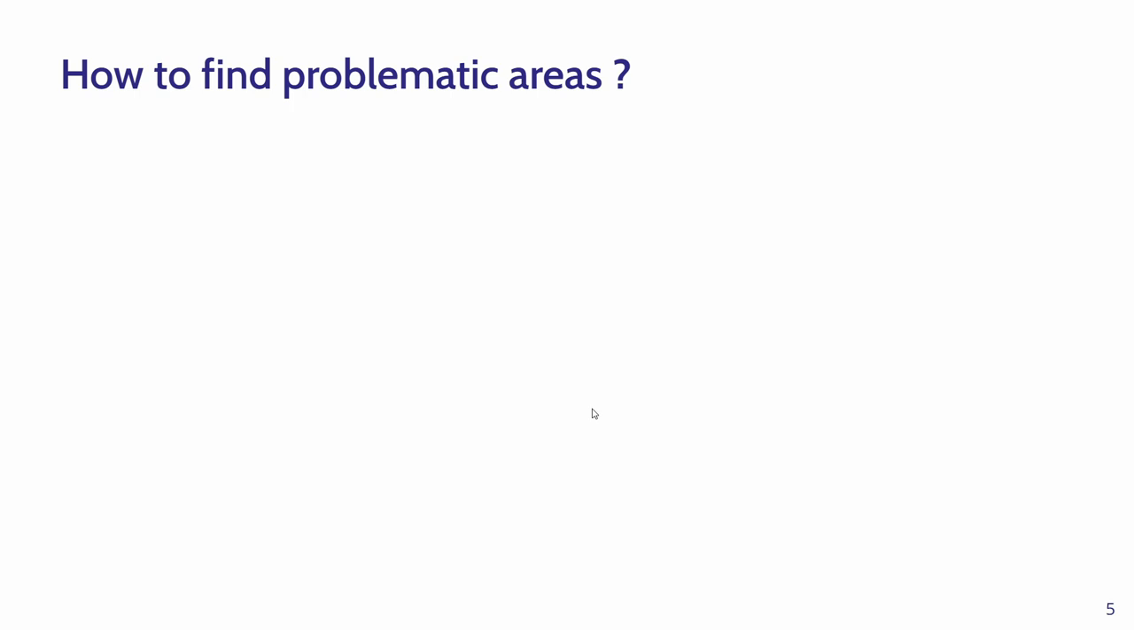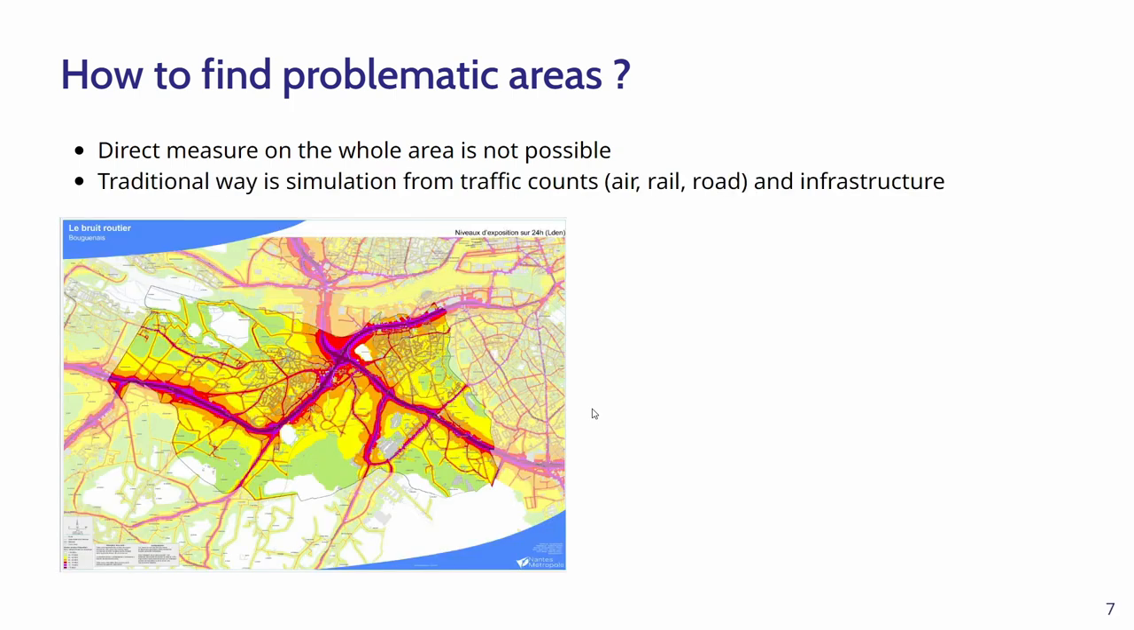So noise is a problem. Where can you find the problematic areas? There is a solution to measure everything everywhere, but it's not possible. We can't have mics and people everywhere to measure. So the traditional way is to simulate air traffic, road traffic, and rail traffic, with the infrastructure, where it is, and create a simulation from that. But it's still simulation, it's not real data, so we don't know if it's actually accurate.